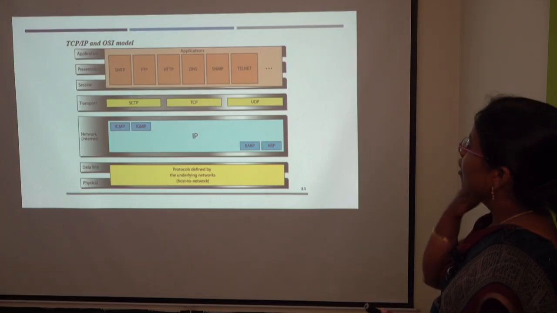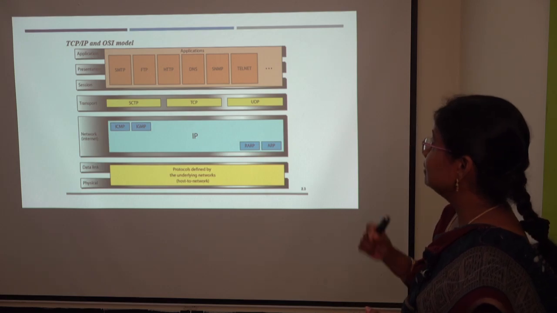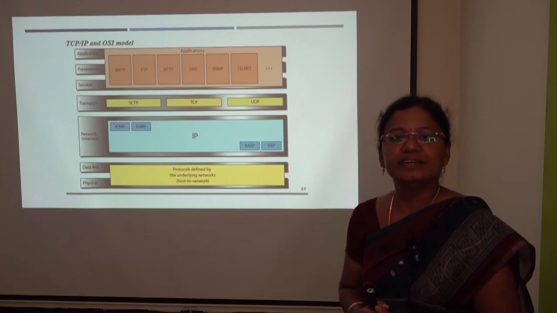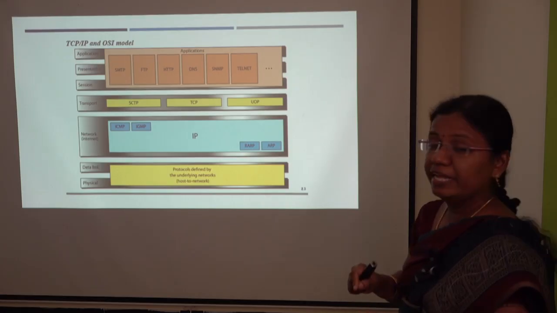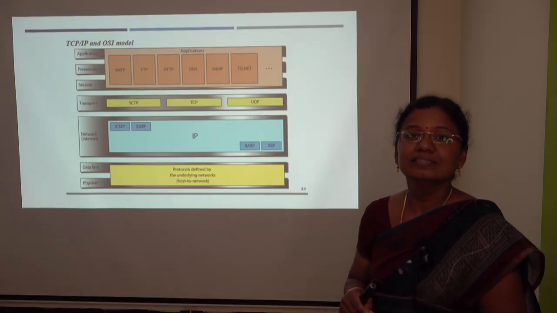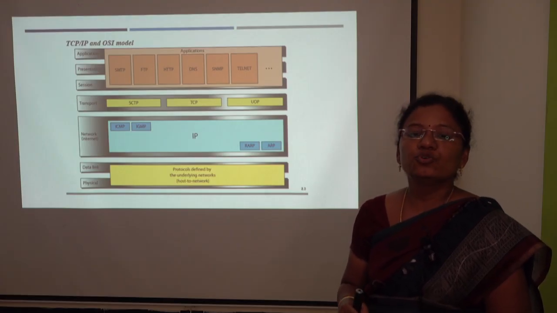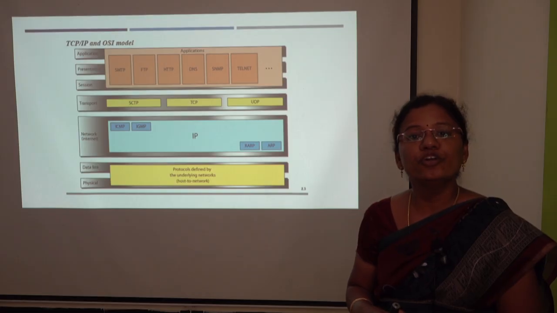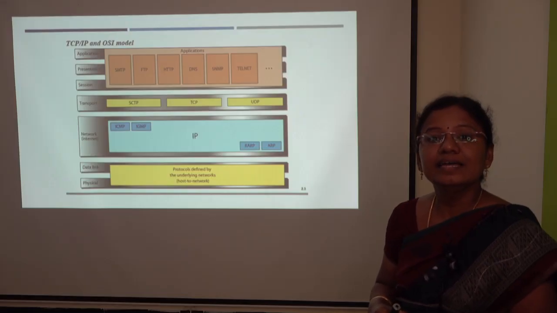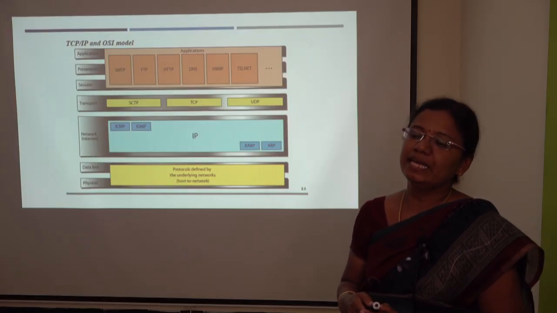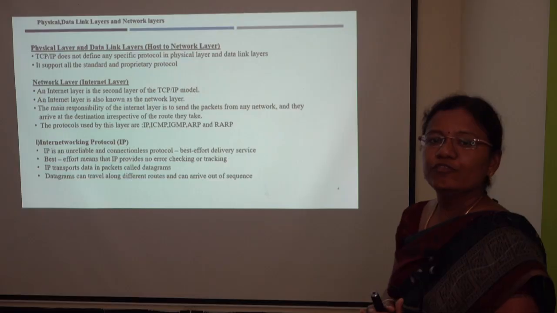The last layer, the 4th layer of the TCP/IP model, is the application layer. Here the session layer, presentation layer and application layer of the OSI model are combined and named as the application layer. So totally the TCP/IP model contains 4 layers. The first layer is host to network layer, second layer is internet layer, third layer is transport layer, fourth layer is application layer. First we are going to discuss the first layer of the TCP/IP model.